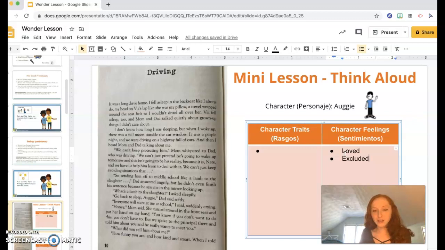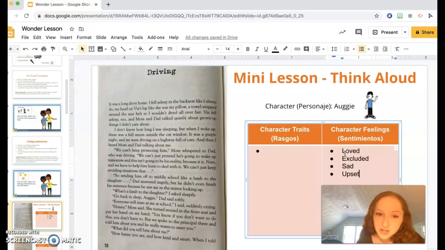Oh, crying. That word tells me that he is feeling... Can anyone tell me? Raise your hand if you know what the word crying tells us. What does someone feel when they are crying? Students might respond with words like sad, upset.